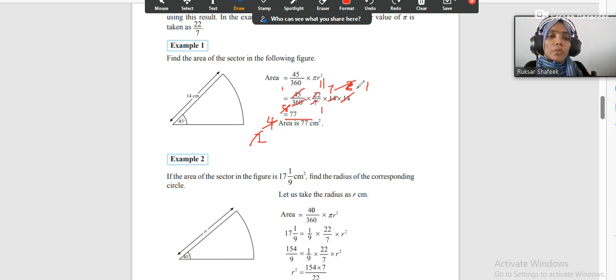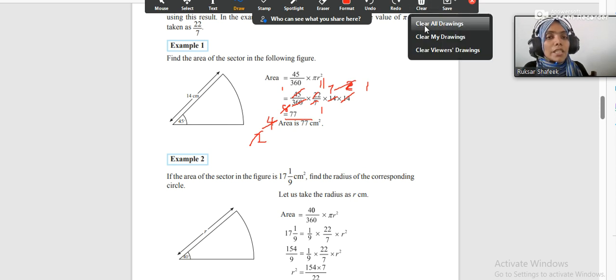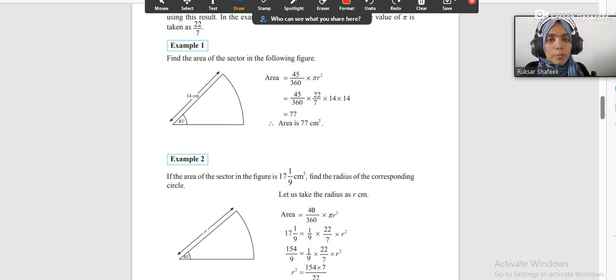If you find this cancelling method difficult, you can definitely opt for a different method as well, whatever is convenient for you at that place.